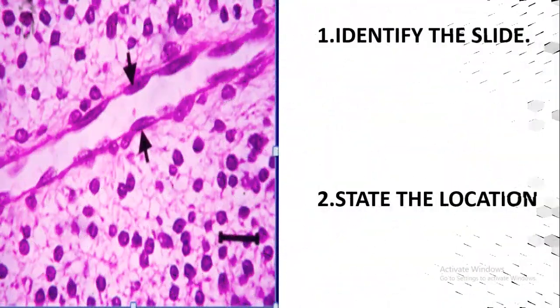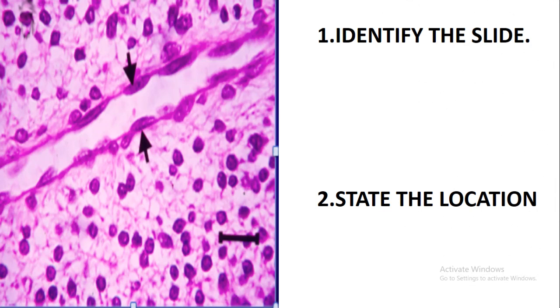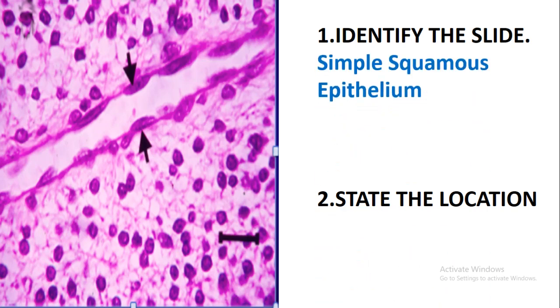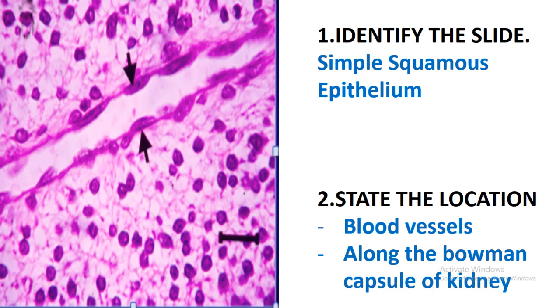Let's quickly move on and look at the next slide. We have been asked to identify the slide. More specifically, we have been asked to state the part with the arrow. And the part with the arrow is just the simple squamous epithelium. State the location. The location can be the blood vessels and also along the Bowman capsule of the kidney. Remember that the Bowman capsule of the kidney has the endothelial cells. Let's quickly move on and look at the next slide.